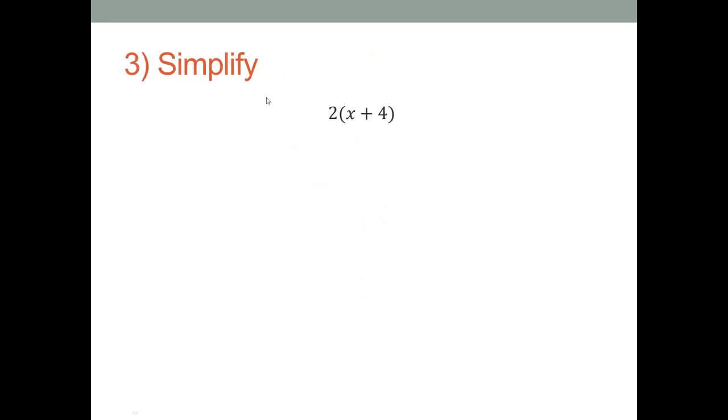All right, number 3 says to simplify. I want to use the distributive property to get rid of the parentheses here. I'm going to distribute the 2 to the x and that positive 4. 2 times positive x is just 2x. 2 times positive 4 is 8, and that will be simplified.